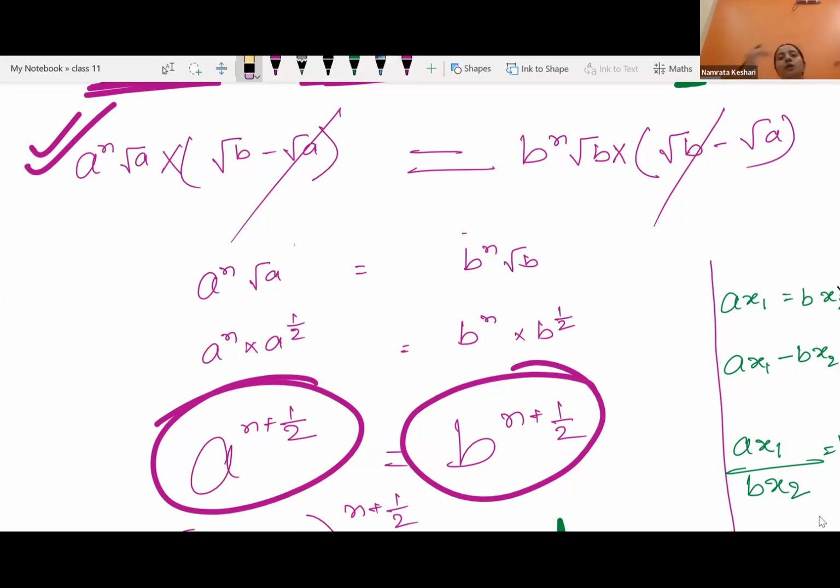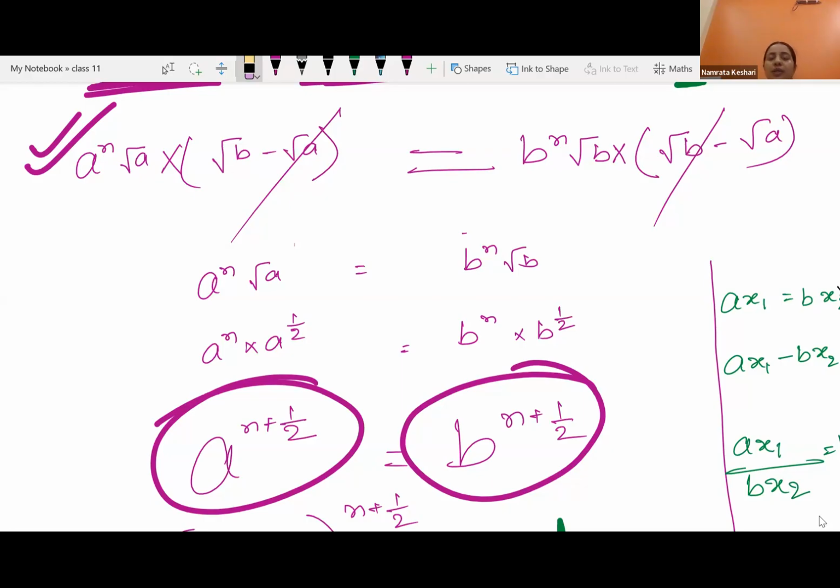The denominator from here will go to the other side. Then, is any simplification possible? No. Just open the bracket and use the distributive property. Now just see if any simplification is possible. So maybe we can take the pair together and do the factorization.